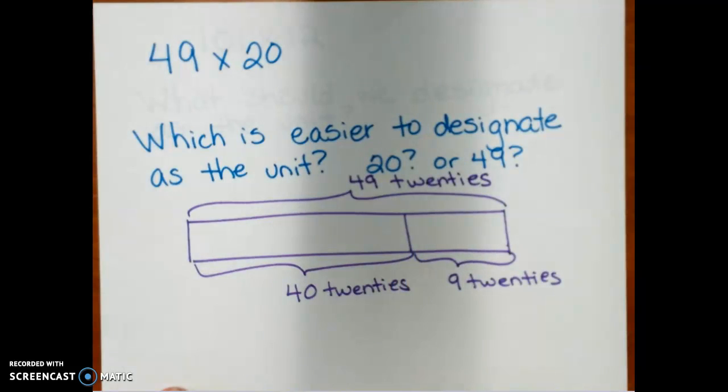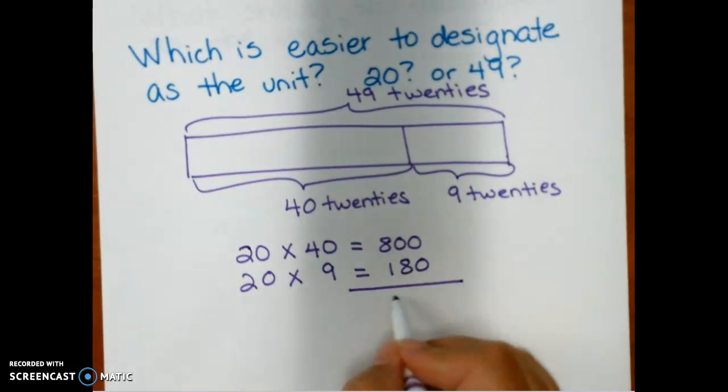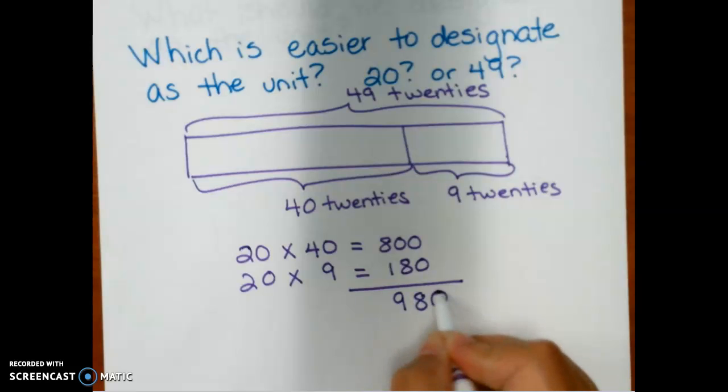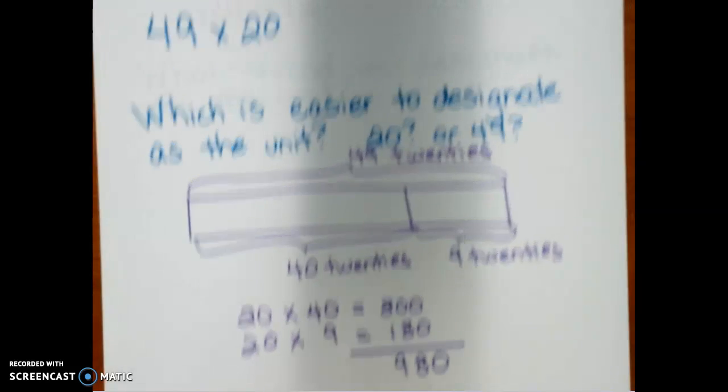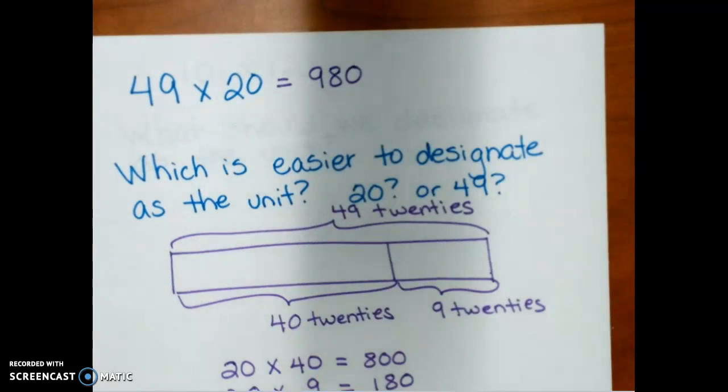Now, what is 20 times 40? Because I have 40 20s. That equals 800. Then 9 20s is 180. So when I add these two together, I get 980. So 49 times 20 is 980.